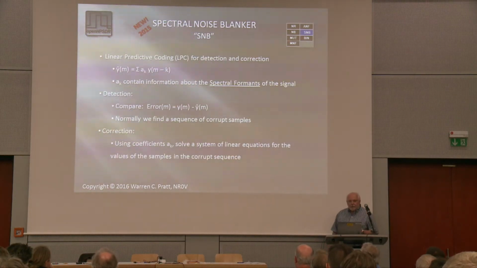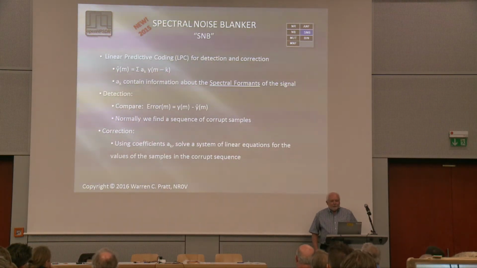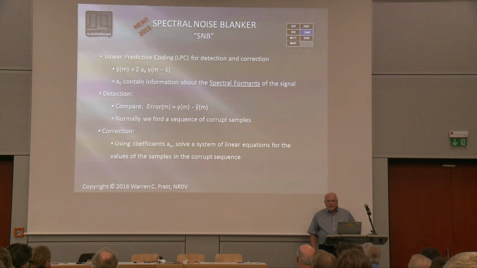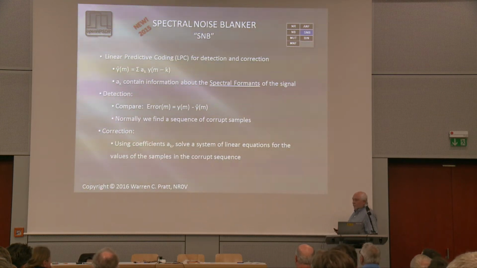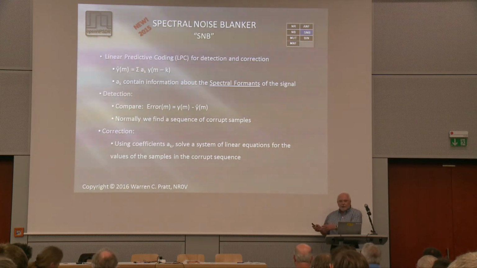And then we come to our new spectral blanker. This operates quite differently. It does not look at impulse amplitude primarily for detection. It uses something called linear predictive coding. And linear predictive coding says that we can estimate the value of a sample, y, at time m, as a summation of some coefficients, a sub k, that we can calculate, multiplied, respectively, by a set of preceding samples. So we can estimate the next sample.